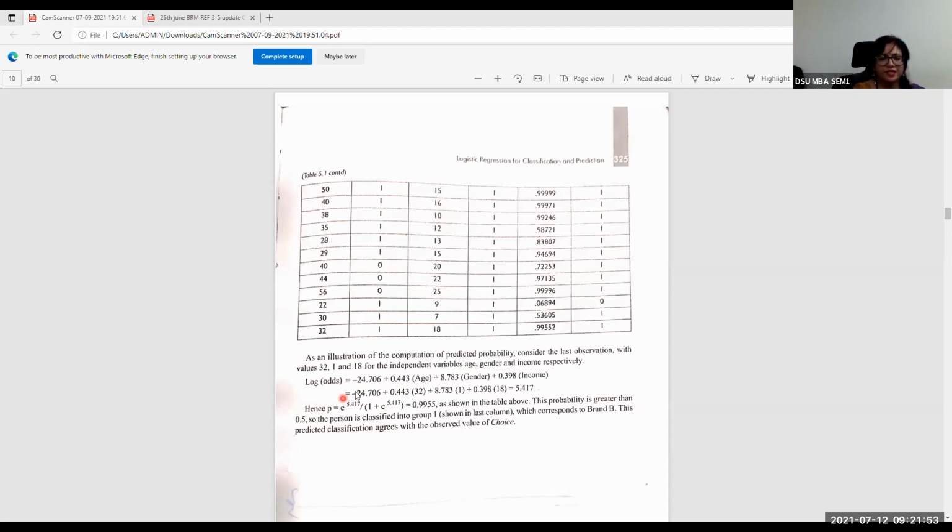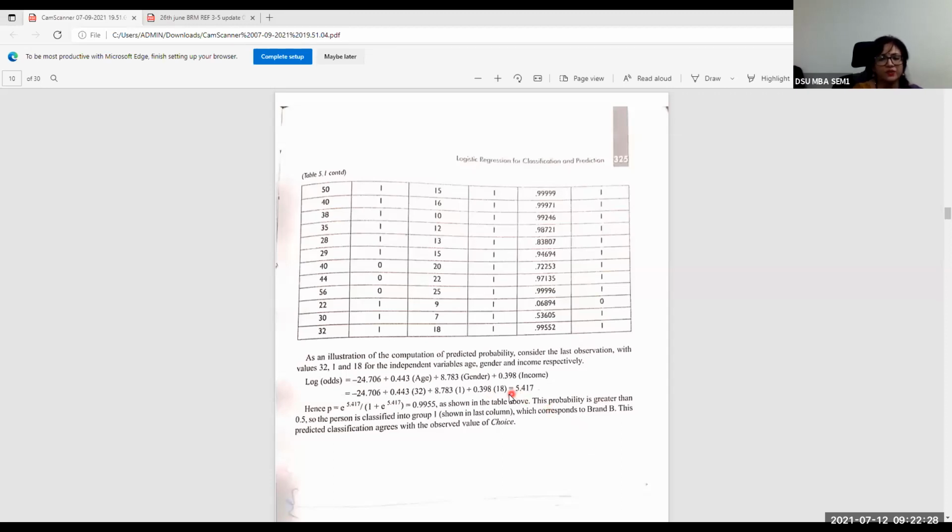All right. So in this case, for each data entry, you will have the logarithmic value of the odds of the case, and the values will finally be converted into a probability. For example, the first one in this case is 0.9955, which means the probability is towards 1. This probability is greater than 0.5. So the person is classified into group 1, shown in the last column of the data set, which corresponds to what? 0 was brand A, 1 is brand B.